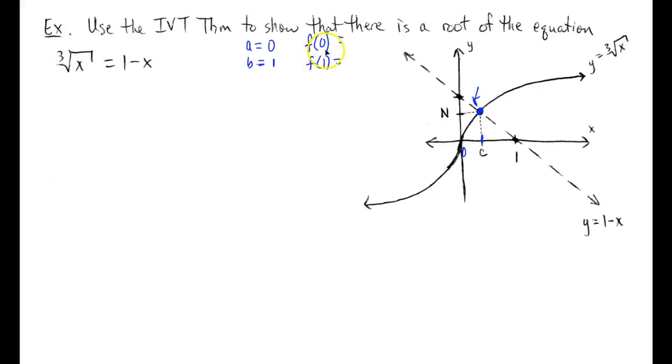And then from there, we see that both functions, cube root of x and 1 minus x, are continuous for all real numbers. So, of course, the difference in between them would also be continuous for all real numbers. So here we have a situation where we could actually use the intermediate value theorem, provided that f of 0 and f of 1 won't be the same value.